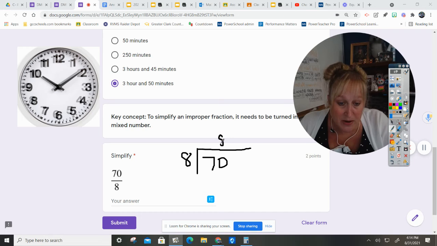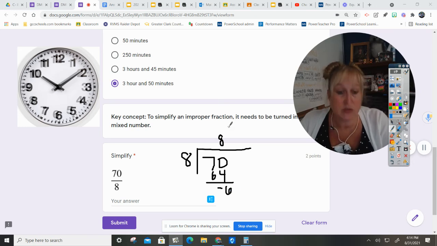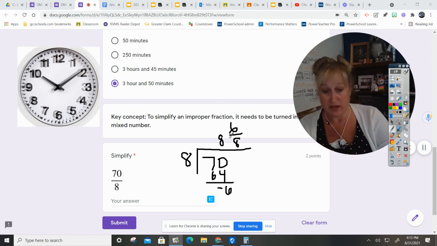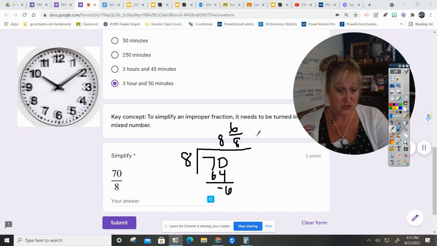So I'm going to put that up here. 8 times 8 is 64. Going to subtract. This remainder is what goes on top, 6 over 8. Now remember, high school teachers won't like this. You can't leave this as 6 over 8, because 6 over 8 can be reduced or simplified to 3/4. So the answer is 8 3/4.